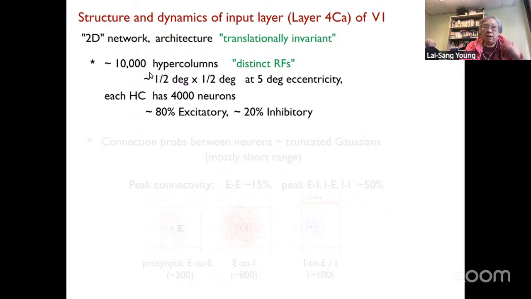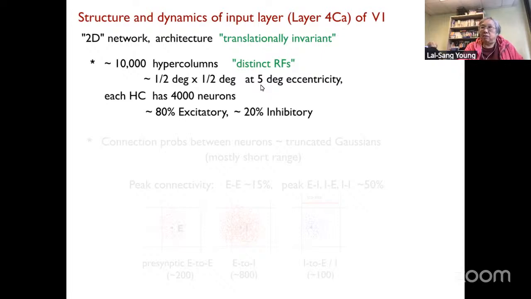So to study this thing, we've divided it into about 7 to 10,000 regions of this network called hypercolumns, representing distinct receptive fields. There is no such thing. The receptive fields change gradually from one to another. But when we talk about it, it's really easy to just cut it up so that we have a way to talk about it easily.